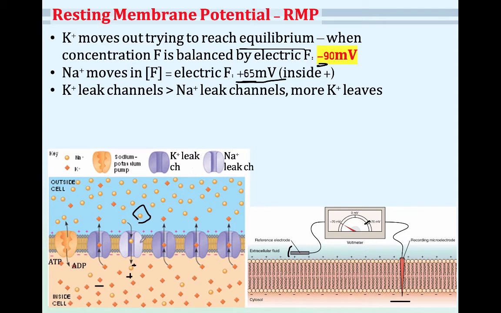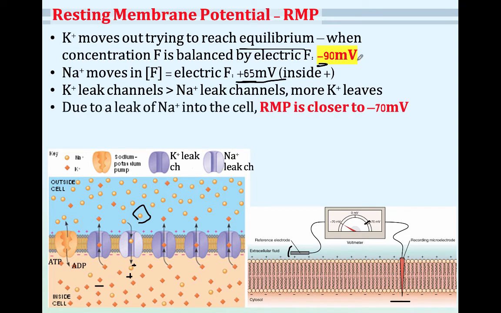Again, more potassium leak channels than there are sodium leak channels. Potassium is leaving. It's trying to get to -90, but because some sodium is coming in, it's keeping the resting membrane potential close to that -70 as we see right here.